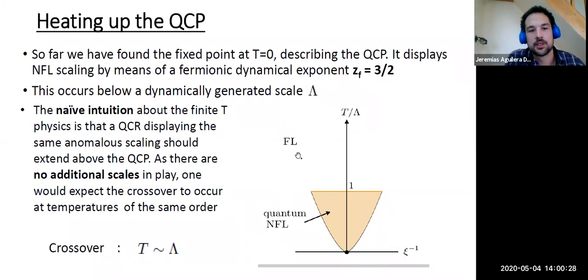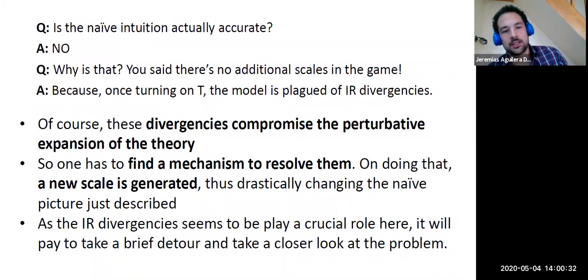So a natural question is if this is actually accurate. And the answer is, of course, it is not. That might seem a bit counterintuitive, because I said that there are no additional scales. But once we turn on the temperature, no matter how small it is, we will see that the model displays a lot of infrared divergences, which plug the whole perturbative expansion. So for having a sensible model at finite T, we will need to find a mechanism to resolve these divergences. And on the way of doing this, a new scale will be generated, and this will change our intuitive picture about the quantum critical region. That's essentially what we will find.